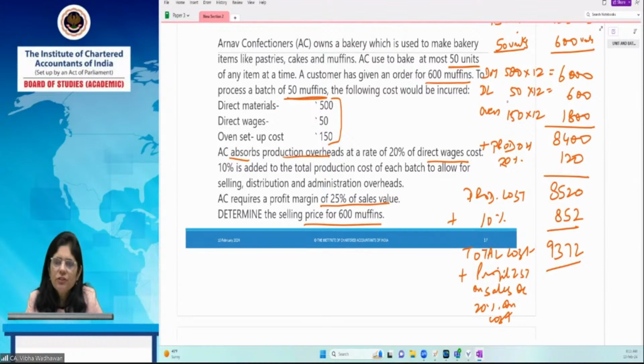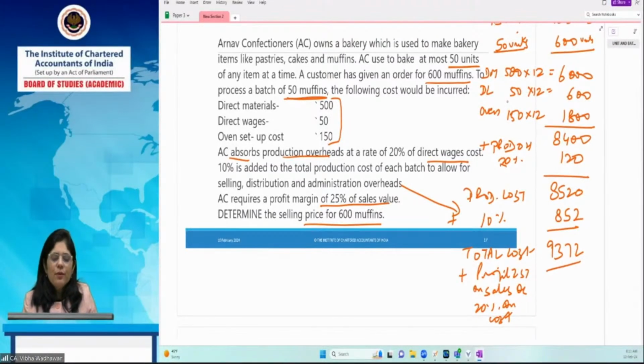Add the production overhead, 20% of wages. That will be 120. Plus 10% for selling and distribution overheads. So we get the total cost. Can anybody tell me the profit?